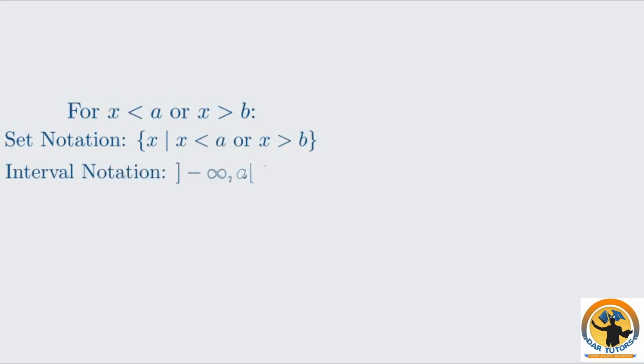For numbers outside a and b, we write x is less than a, or x is greater than b. In interval notation, this is the union of two open intervals, from negative infinity to a, and from b to positive infinity. On a number line, we use open circles at a and b and shade the lines to the left of a and to the right of b.